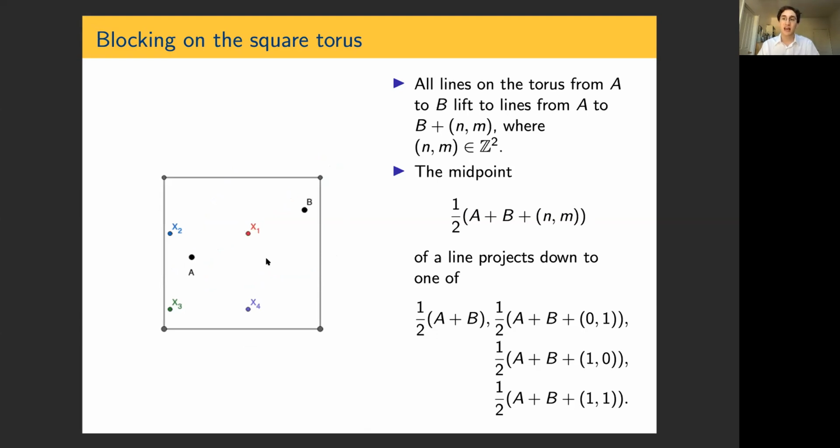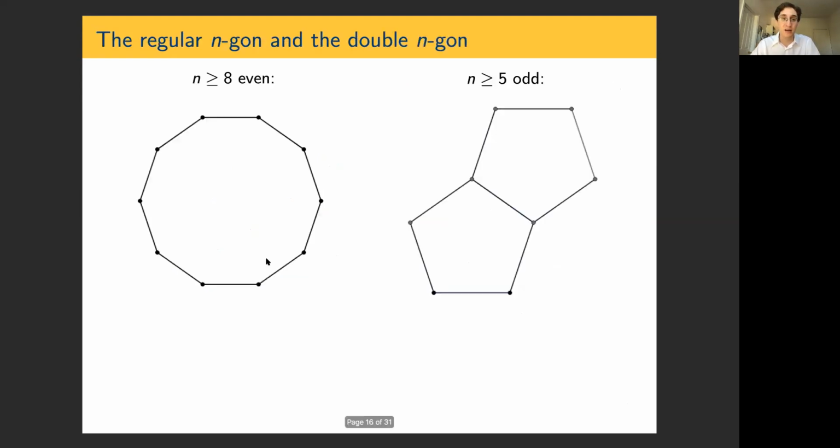Now that we've seen this example of where there is blocking, let's look at the problem that I worked on over the summer with Zhang. Chris and I looked at 2 translation surfaces, called the regular n-gon and the double n-gon. Let's look on the left.